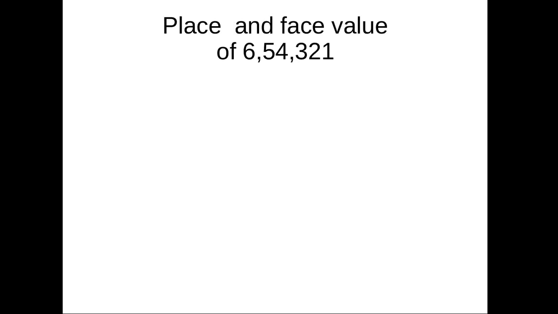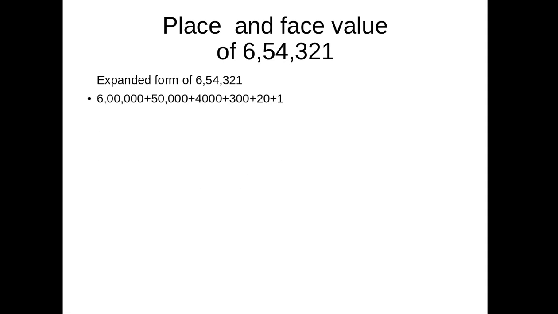Now see here, place value and face value. We are going to place 6,54,321. Before we placed 54,321, but here we are going one step more, that is the lakh place. So let us see here. The expanded form of 6,54,321 will be 6 lakh plus 50,000 plus 4,000 plus 300 plus 20 plus 1. Then we are going to place the digits according to their place value.